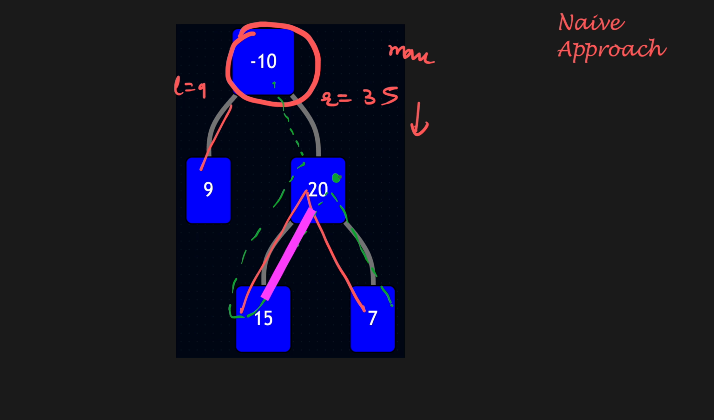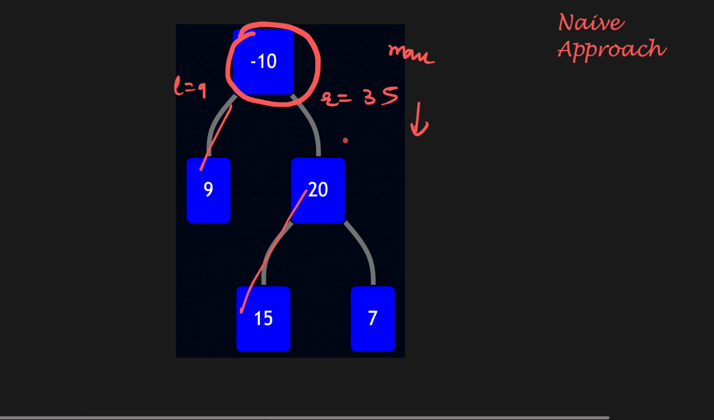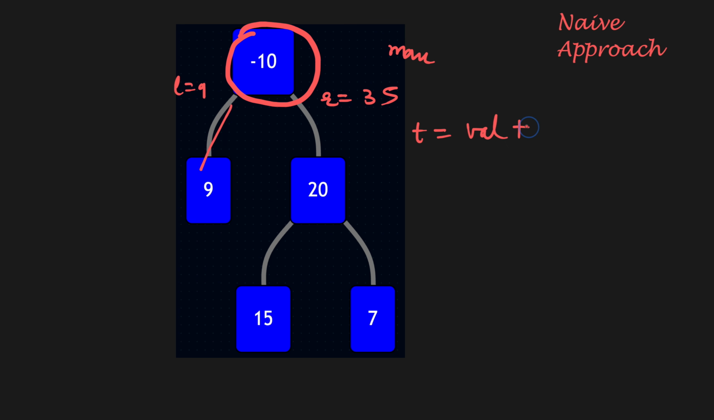Either we go from 20 to 15, which gives us a path sum of 35, or we go from 20 to 7 for a path sum of 27, and we simply choose the larger of the two, which is 35. And the total path sum with this current node as a peak will be the sum of the node's value plus the left sum and the right sum.